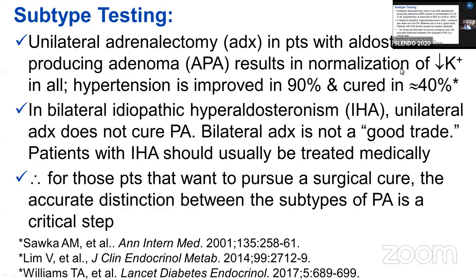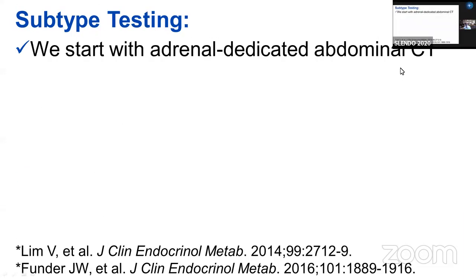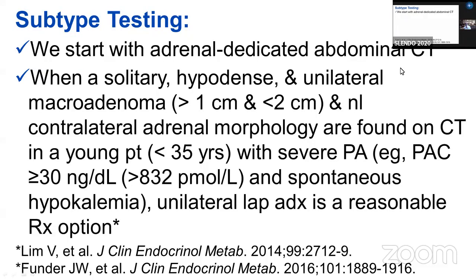So if a patient wants to pursue the surgical option, we need an accurate way to distinguish between unilateral adrenal disease and bilateral. We start with an adrenal-dedicated abdominal CT scan. If we find a solitary, hypodense, unilateral macroadenoma greater than a centimeter, so we know it's a real nodule, but not too big. Aldosterone-producing tumors are not very large.